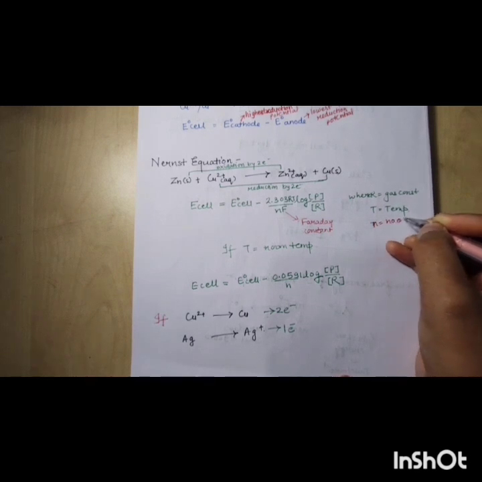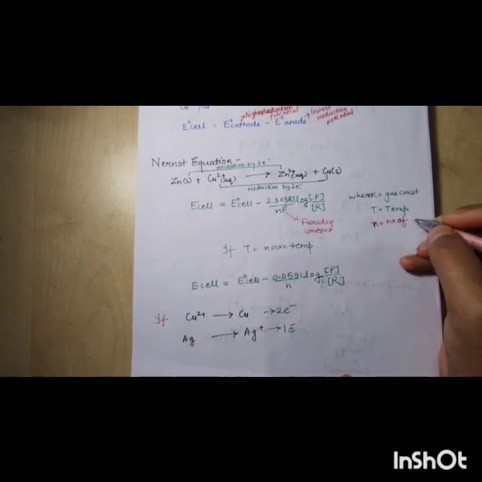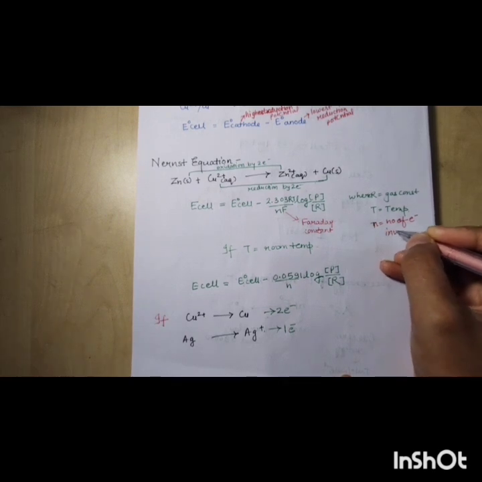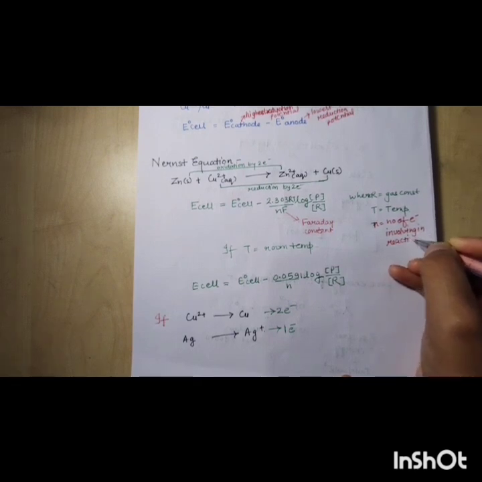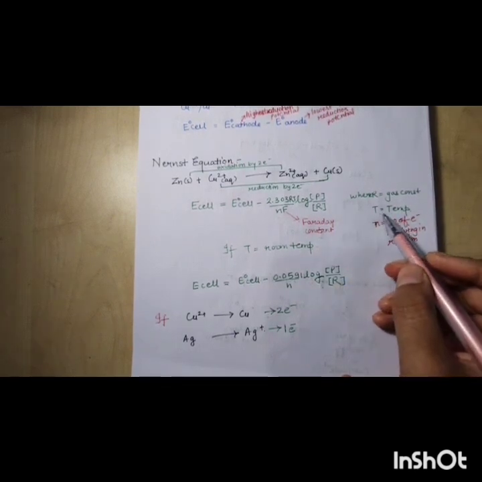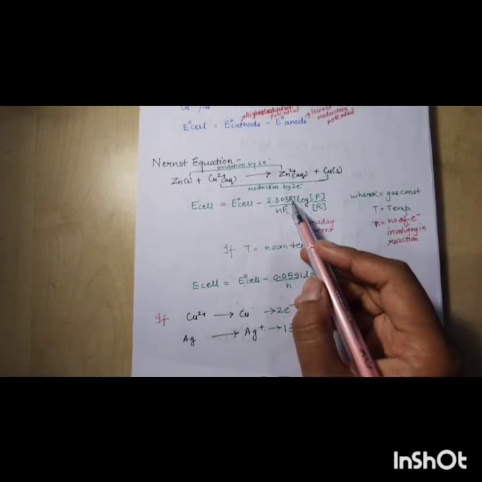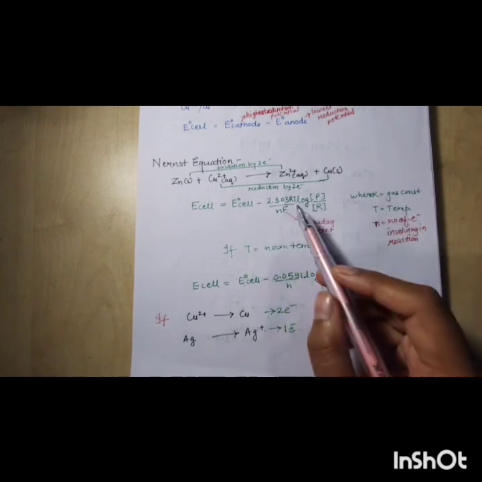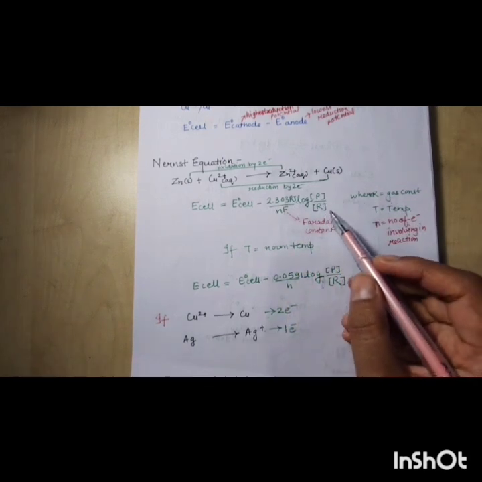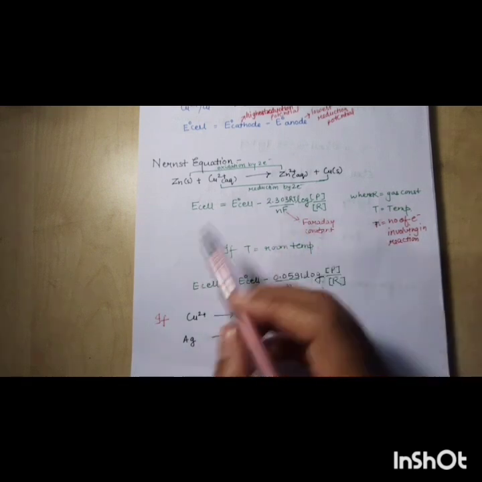N is the number of electrons involved in the reaction, and T is the temperature. Here in 2.303 RT, R is the gas constant, and log product by reactant. This is the Nernst equation.